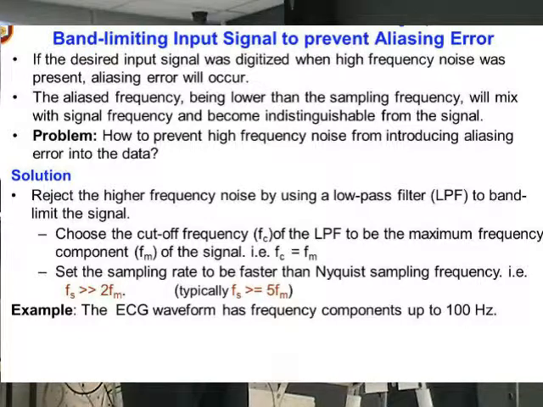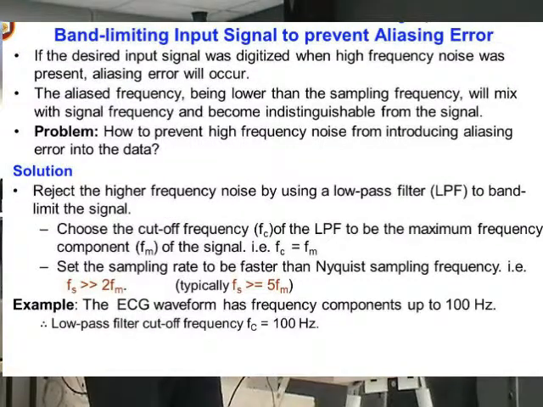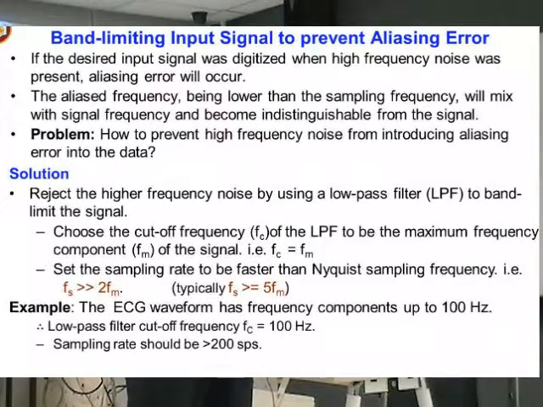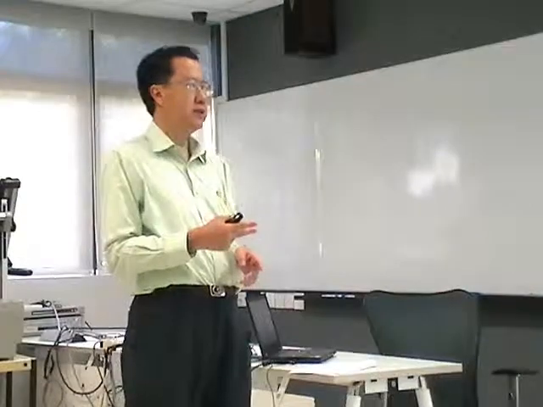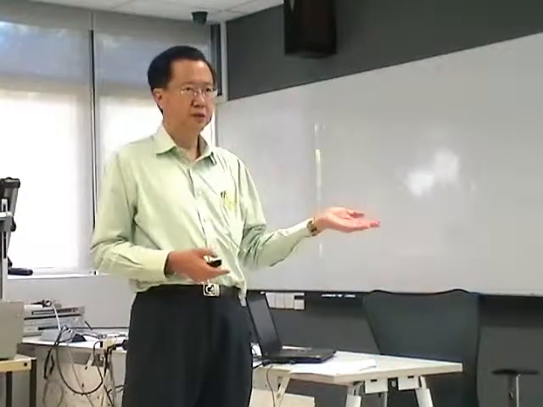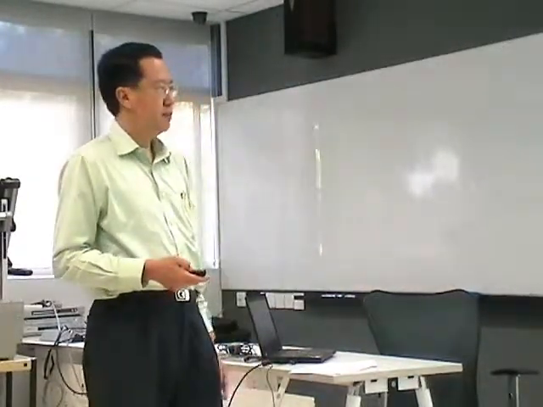So for example, if the ECG waveform has a frequency component of up to 100 Hz, we would use a low pass filter that cuts off at 100 Hz. So any frequency component above 100 Hz will be attenuated very rapidly. And our sampling rate will be more than 200 samples per second, because 200 samples per second is twice that. So typically we'll use about 500 samples per second.